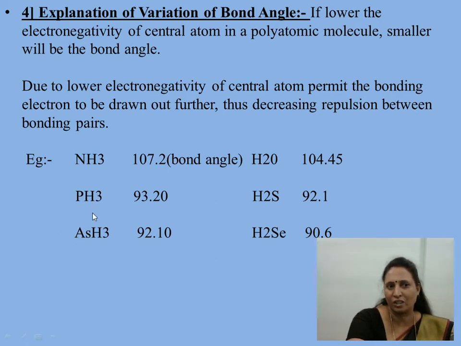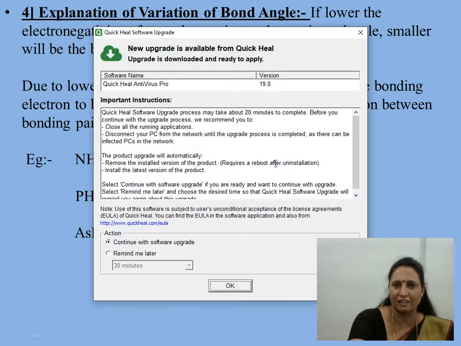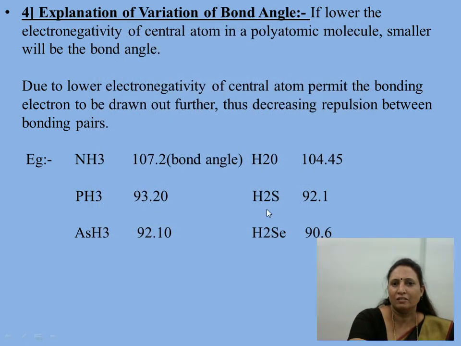So as the electronegativity of the central atom decreases, here nitrogen is a central atom, phosphorus is a central atom, arsenic is a central atom. Similarly, oxygen is a central atom, sulfur is a central atom, selenium is a central atom. As the electronegativity of the central atom decreases, the repulsion decreases, that is, the bond angle also gets smaller. So here is the bond angle.